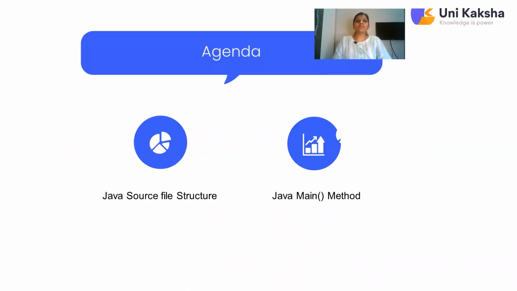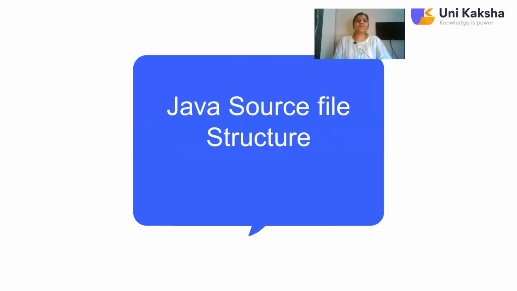Today, I'm going to discuss with you two main points. First, the entire structure of a Java source file. And second, we will be discussing the Java main method, the writing conventions of the Java main method, how it can be written, and what kind of things we have to avoid. All these things we are going to learn here. Along with examples, I'm going to explain all of these. So let's get started with the first point, that is Java source file structure.